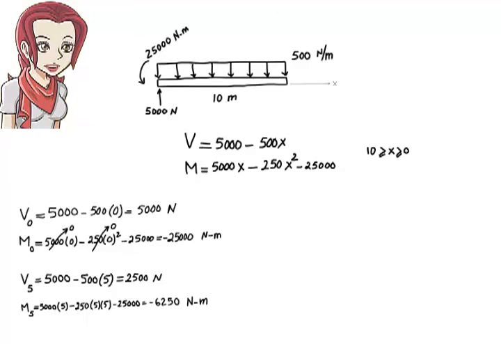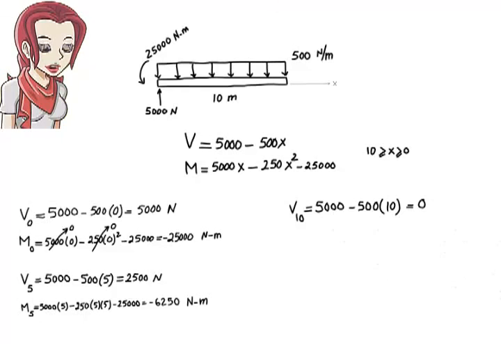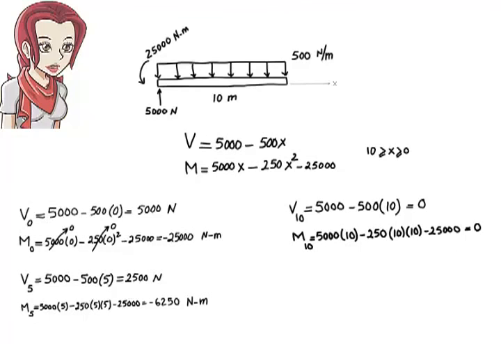What is shear and moment at the free end of the beam where x equals 10? V of 10 equals 5,000 minus 500 times 10, or 0. M of 10 equals 5,000 times 10 minus 250 times 10 times 10 minus 25,000, or 0. The equations correctly indicate that the shear and moment at the free end of the beam are zero.